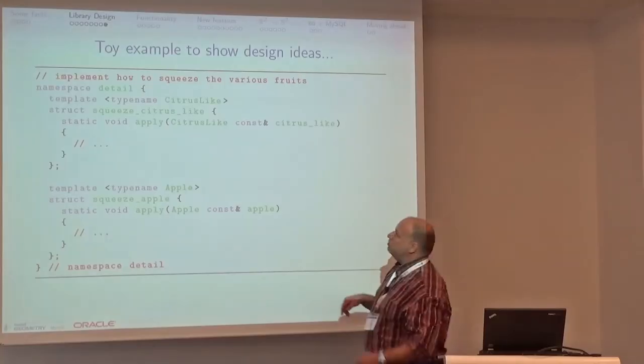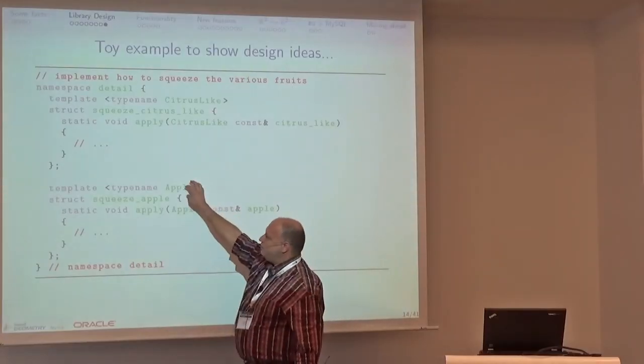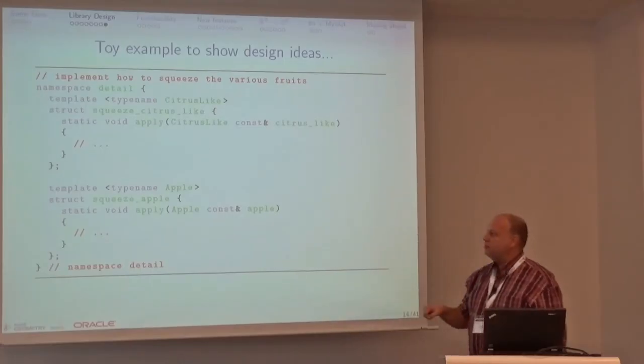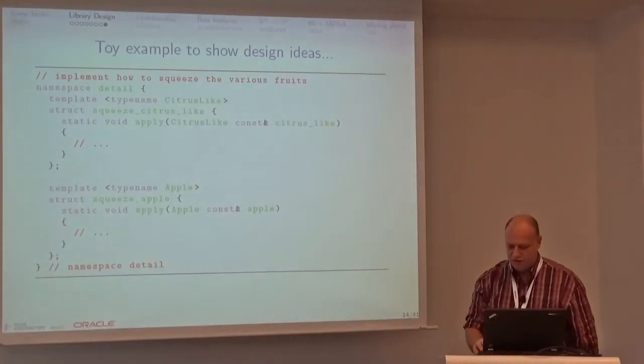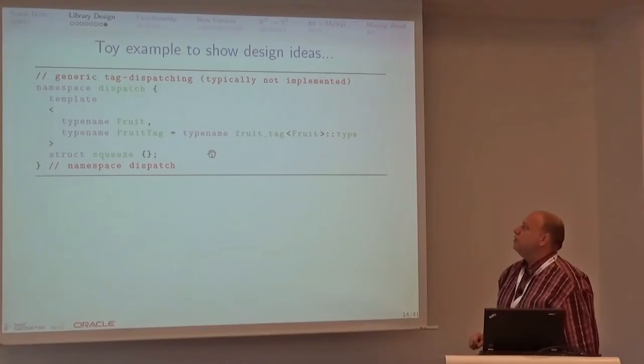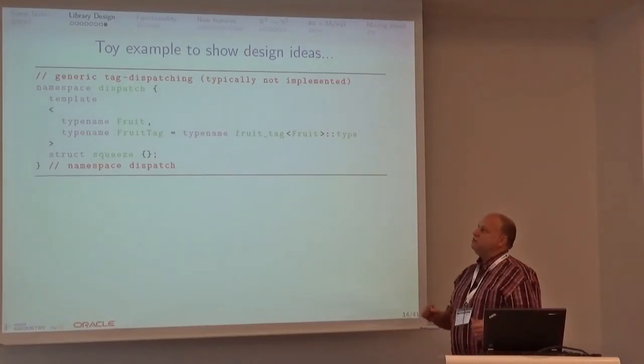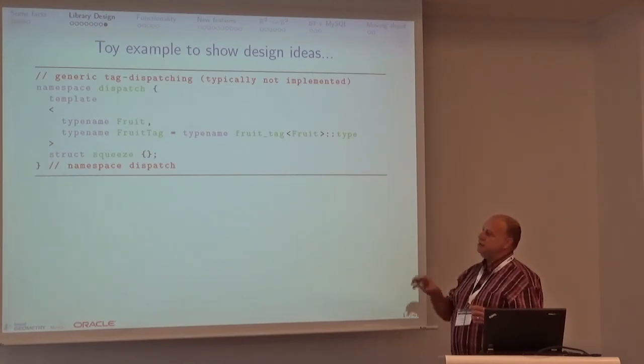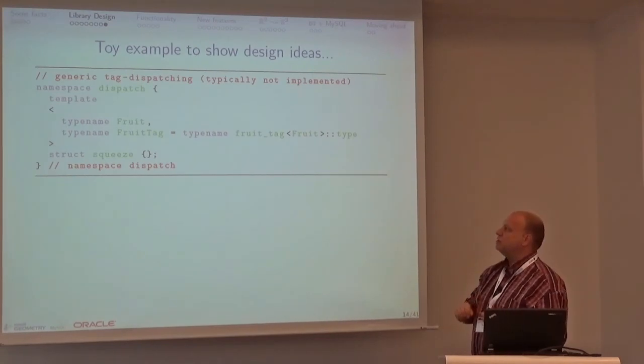And what is interesting to notice here is that the type of the fruit is really passed as a template parameter. And you will see how this is taken into account later on. So this is where I would say the bulk of the dispatching is done. And in this specific example, all the dispatching is done here.